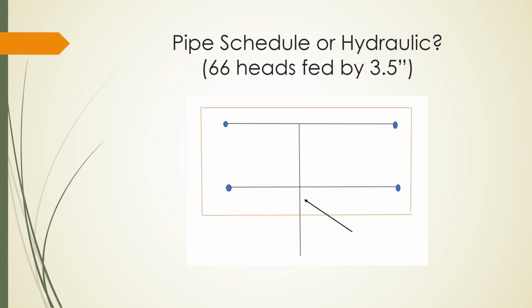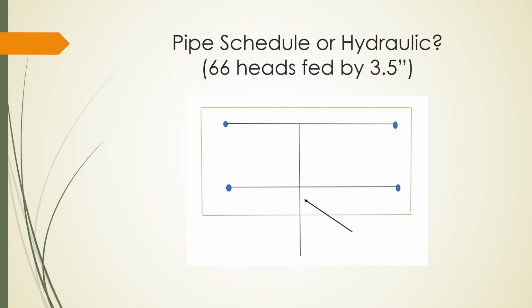Here we have a similar system, a 1975 system with the 2-3-5 branch line layout, but within the box there are 66 heads fed by a 3.5 inch line. And the question is, is it a pipe schedule or hydraulic system? And we can say for certain that it is not a pipe schedule system because it doesn't conform to the pipe schedule layout. 66 heads cannot be fed by a 3.5 inch line. So for us, it's certain that this system is a hydraulically calculated system.